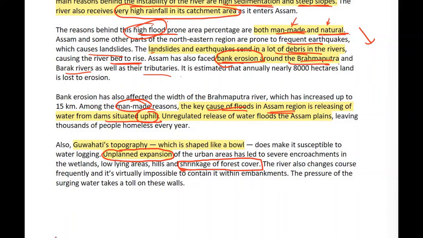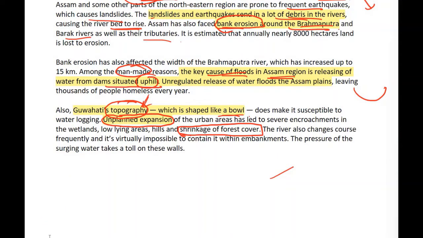And the river also naturally changes its course very frequently, तो उसको embankment से contain करना possible नहीं है. एक और reason ये है, natural reason is geography, Guwahati's topography. Guwahati is basically bowl shaped. Okay, so it is shaped like a bowl, so it makes it susceptible to waterlogging.